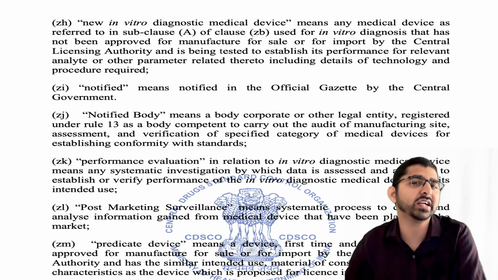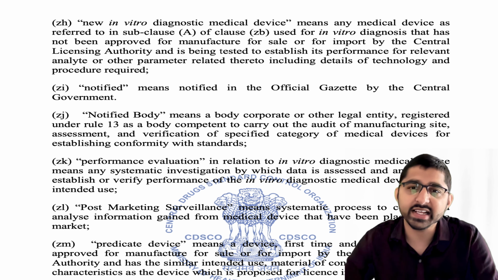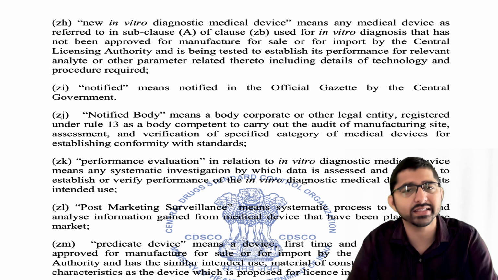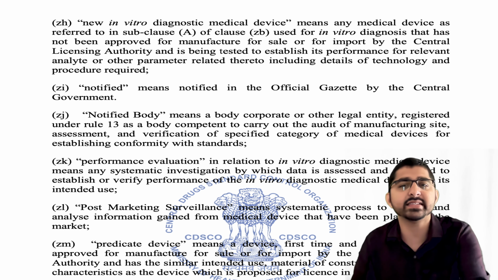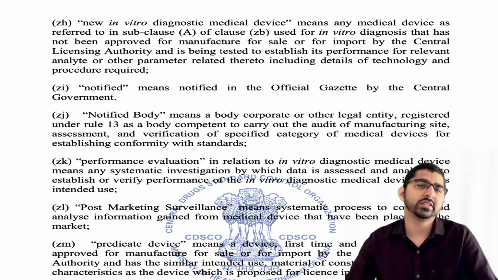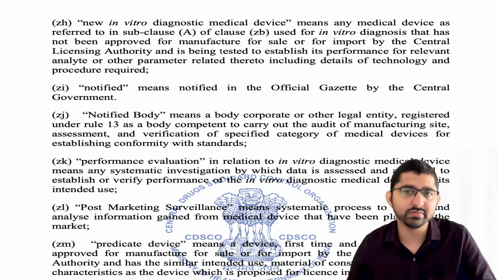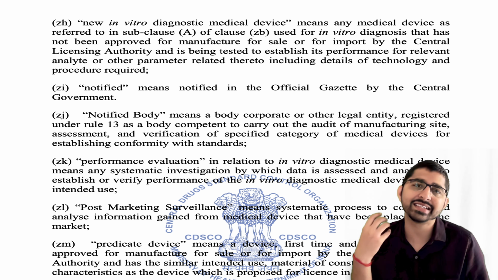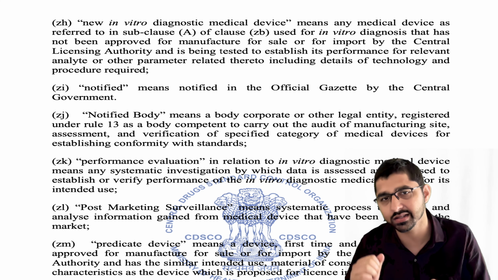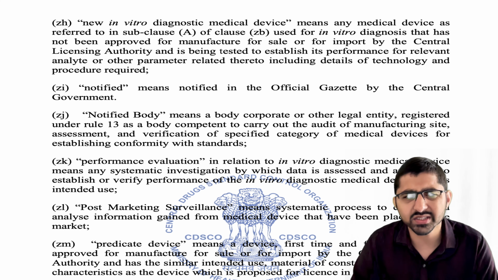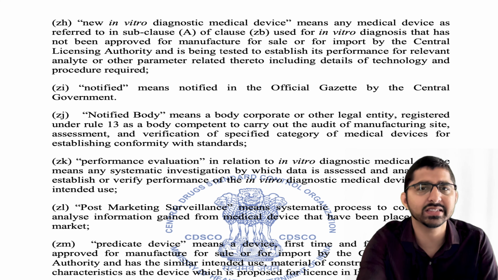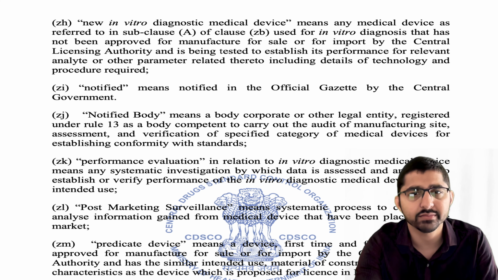We will talk about the predicate device. It means a device first approved, first of its kind, for manufacture, sale or import by the central licensing authority, with a similar intended use or material of construction and design characteristics. So basically a predicate device is new to the market. That device doesn't exist in the market yet, right? It is a novel medical device. So I hope this is clear. I am not going to talk about the QMS, the reagent, nor recall, right? So you can go through all these definitions, which are very easy to understand, right?